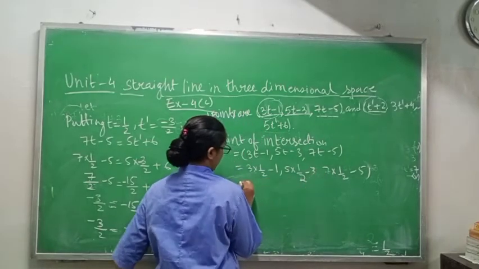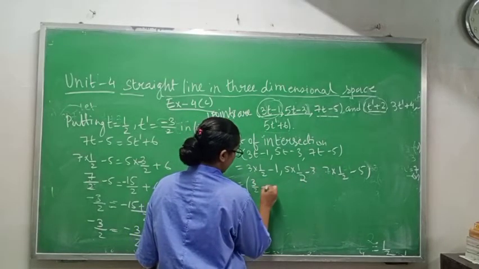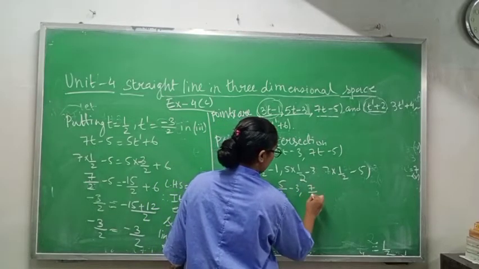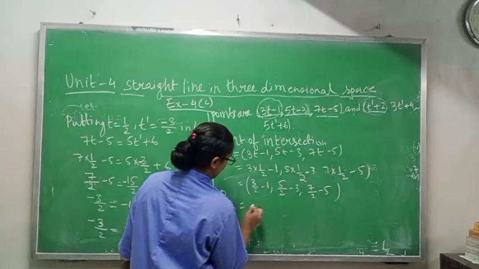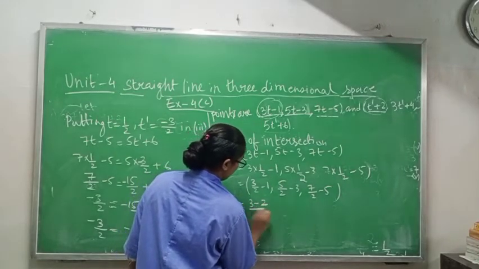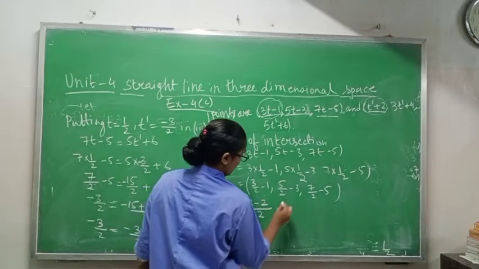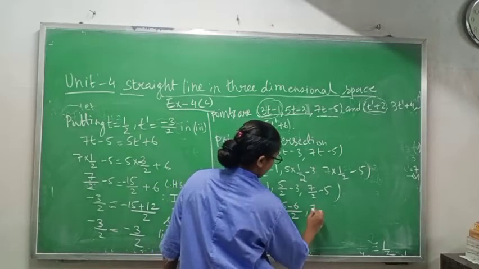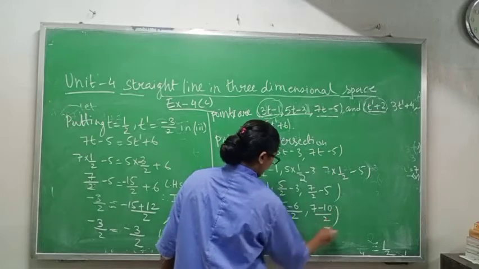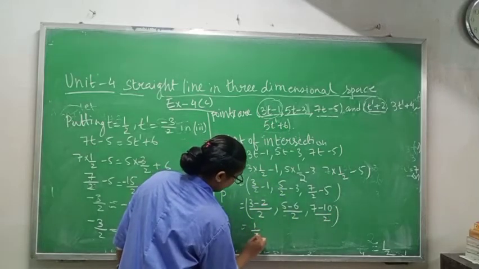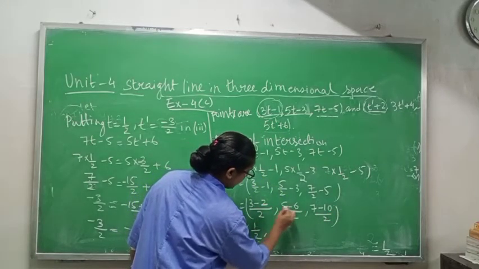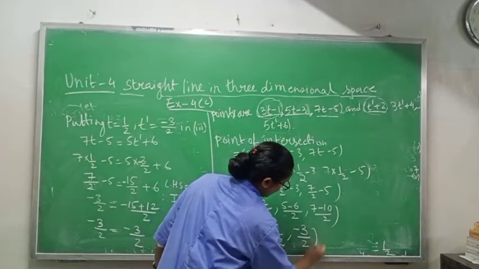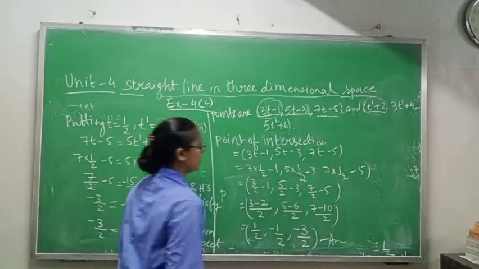So it will come 3 by 2 minus 1, 5 by 2 minus 3, 7 by 2 minus 5. When you solve, it will come (3 minus 2)/2, (5 minus 6)/2, (7 minus 10)/2. 3 minus 2 is 1 by 2, 5 minus 6 is minus 1 by 2, and here minus 3 by 2. So this one is your second answer.